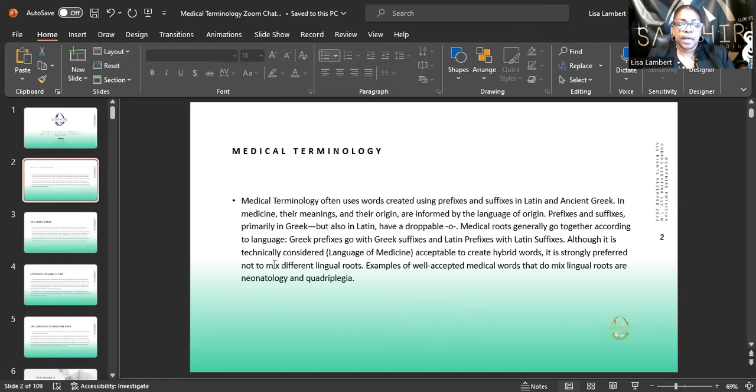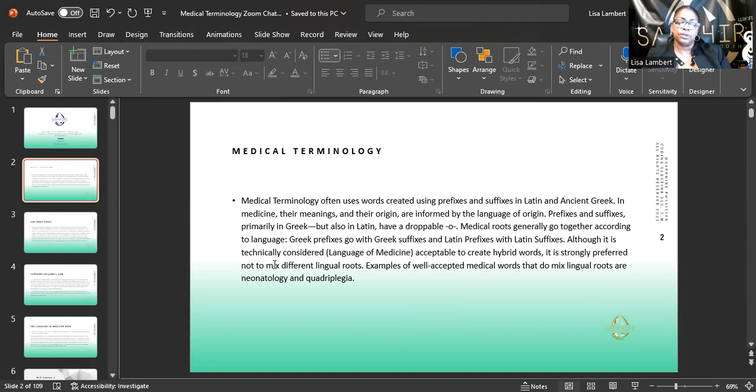So this is a slide that kind of tells you a little bit about the history of medical terminology. Medical terminology often uses words created using prefixes and suffixes, Latin and ancient Greek terminology. So, I still want you guys to understand where medical terminology came from, what it was derived from, and this is also in your language of medicine book. So a lot of stuff that you're going to get out of the classroom is really a lot of reading and you guys trying to retain.